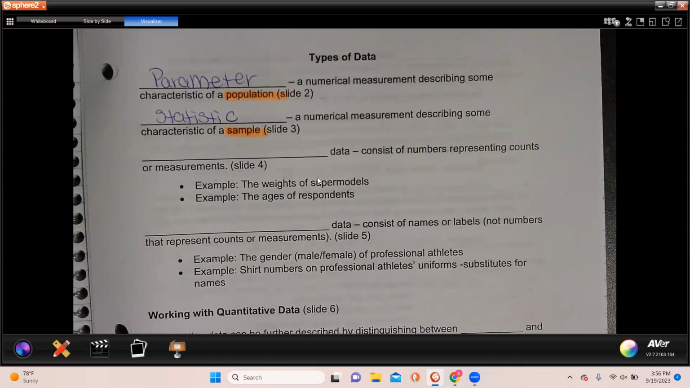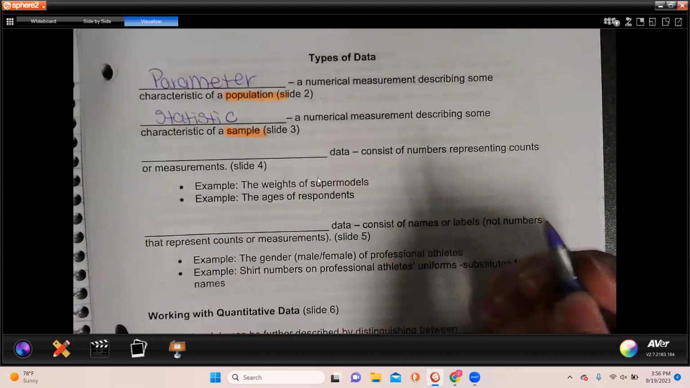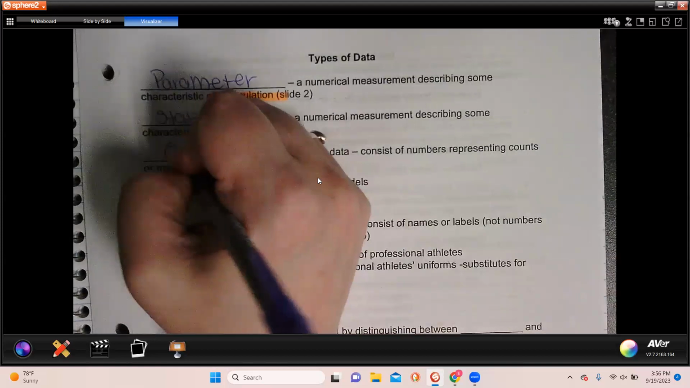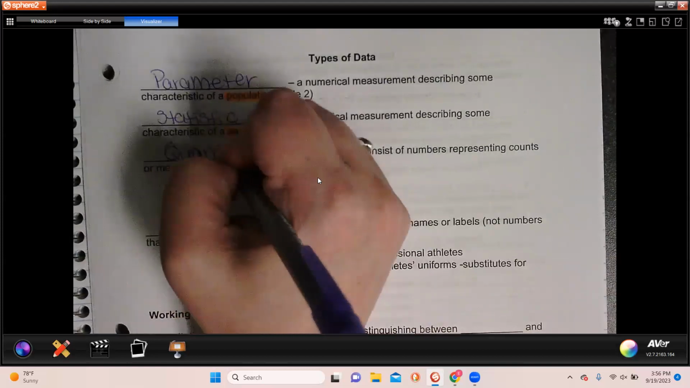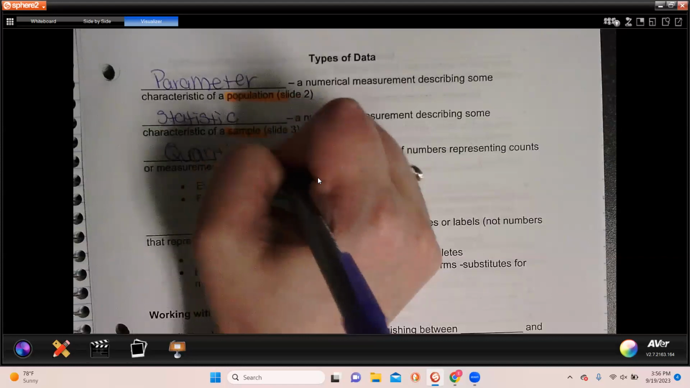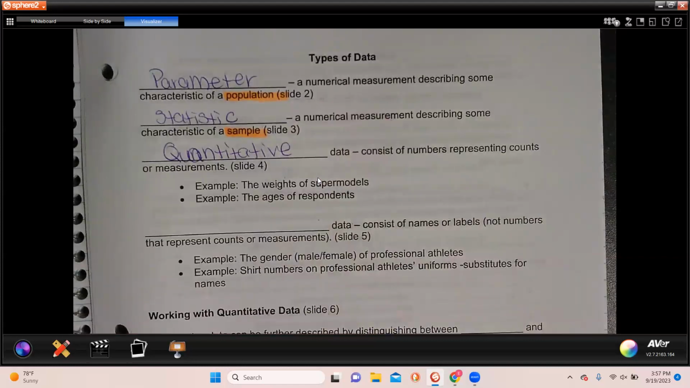So we have two different types of data. Okay, the first one is called quantitative. Okay, quantitative data are quantities. So the weights of a supermodel, the ages of a respondent. This consists of numbers that represent counts or measurements. So weight, height, how fast you can run a mile, that sort of thing. If it can be represented by a numerical measurement, then it is quantitative.